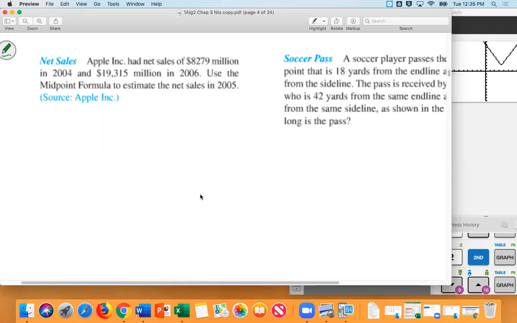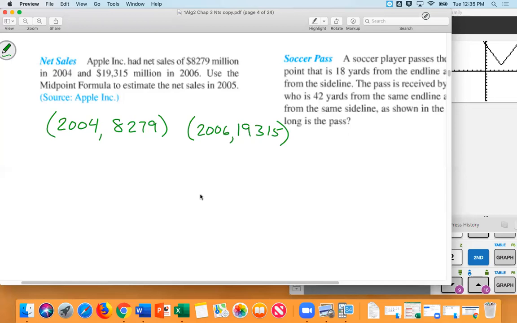So here, the only thing I want to do is, first off, write them as points. Time typically goes first, so 2004 and 8,279. Am I going to use millions? No. Why? I don't need to. Time's already in millions. So that's 2004, and 2006, we're at 19,315.